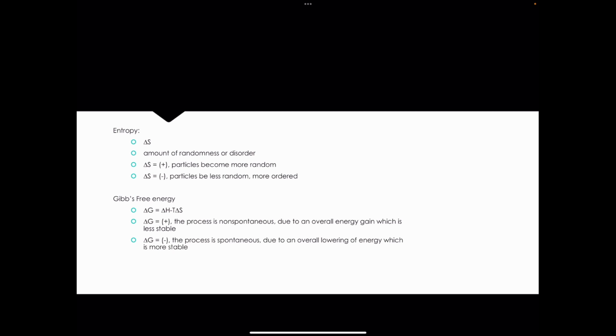Now, entropy, or the change in entropy, is delta S. This is the amount of randomness or disorder in our system. If delta S is positive, particles are becoming more random. If delta S is negative, particles are becoming less random or more ordered.